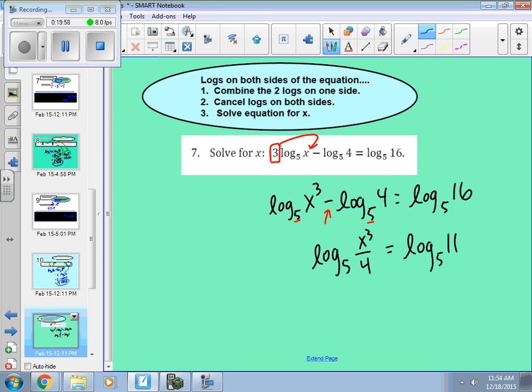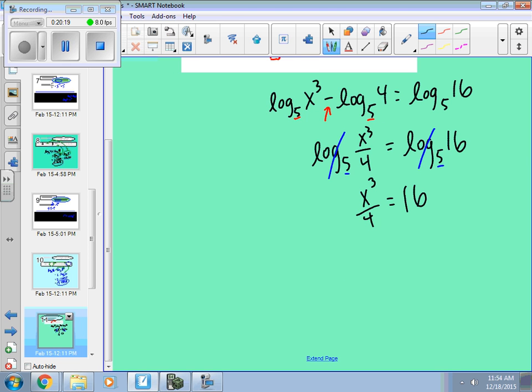Okay, now when you're doing these problems and you get it down to this, where you just got 1 log on one side, 1 log on the other side, again, same base. If it's on the same side, you can just drop the logs out of the problem. So you get x cubed over 4 equals 16. If we can solve that now with algebra, we got the answer.